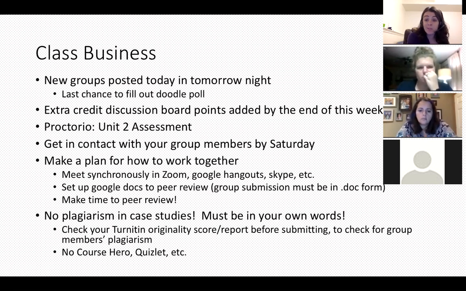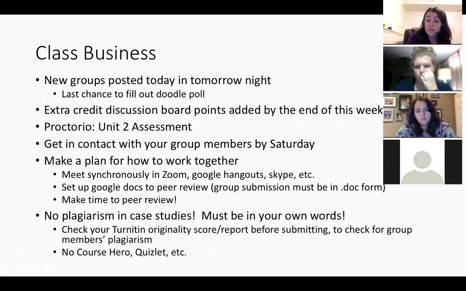So you could meet synchronously in Zoom if you want. You each should have access to your Zoom rooms like you did, many of you did, for recording your presentations. There's Google Hangouts, there's Skype. You can also work on them asynchronously via the discussion boards, or lots of people use Google Docs to peer review. Make time to peer review. These assignments are designed to be a little bit more difficult, so that you do have to work together on them.